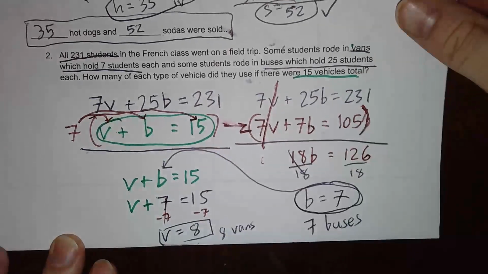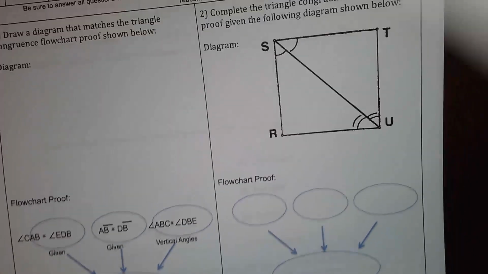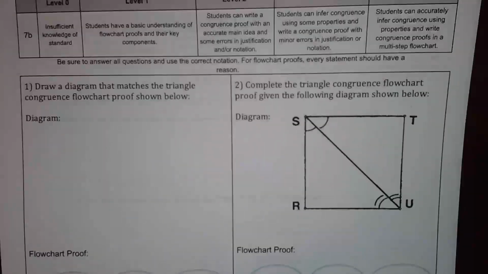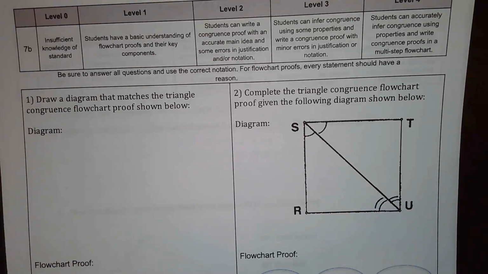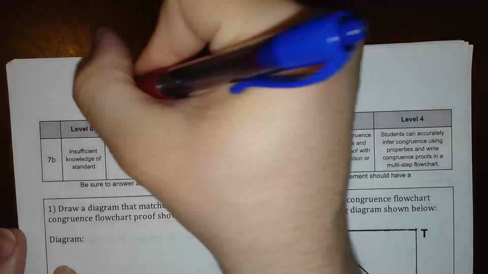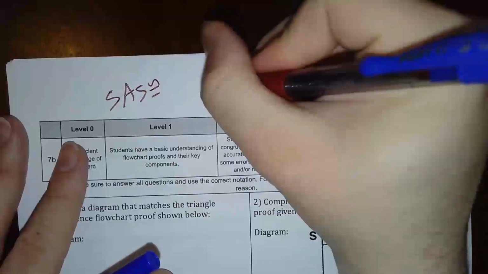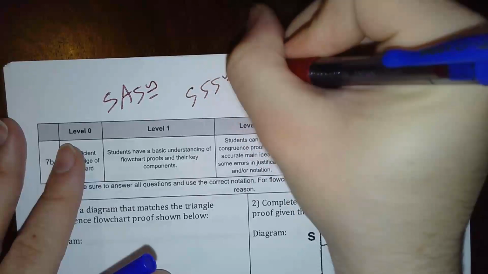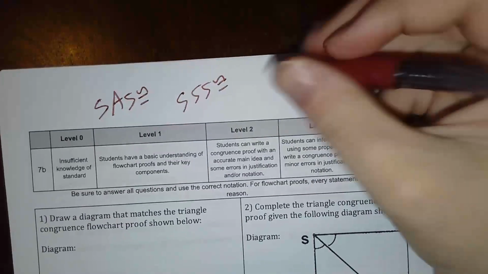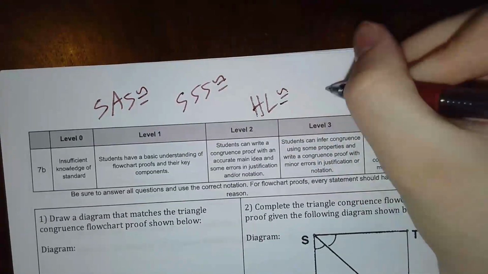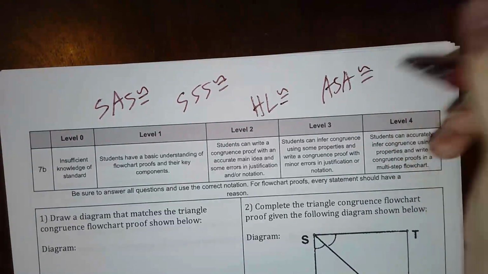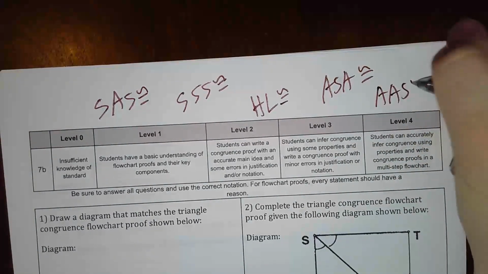Okay, let's now turn to standard 7b. 7b is dealing with congruence proofs and flowcharts. So remember, just to get a little bit of background, we have a few congruence proofs. The first one is SAS. Another one is side, side, side. Do you remember those 5 congruence theorems? There's HL, angle, side, angle, and also angle, angle, side.